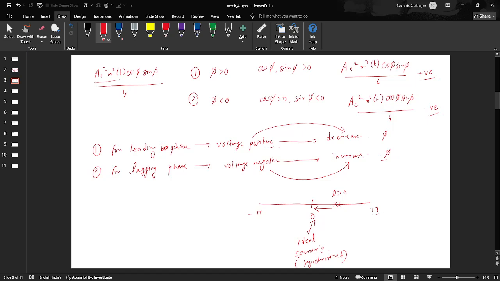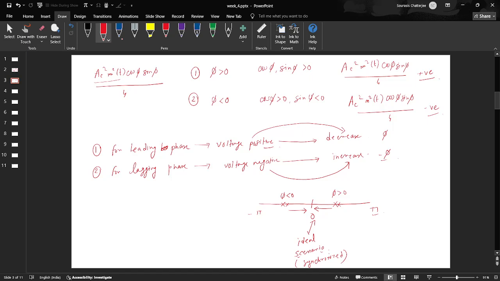Think just the opposite. We have seen that voltage is negative for lagging phase. So when phi is negative, it should be somewhere here. When phi is negative, we see the voltage is negative. So what I would like the voltage that is fed to the voltage control oscillator to do is, of course, move the phase towards 0. And a negative value moving towards 0 means I have to increase phi, right?